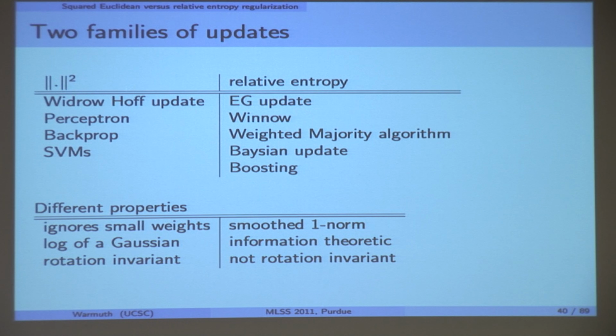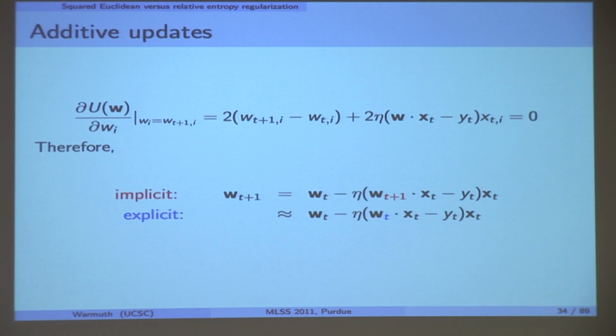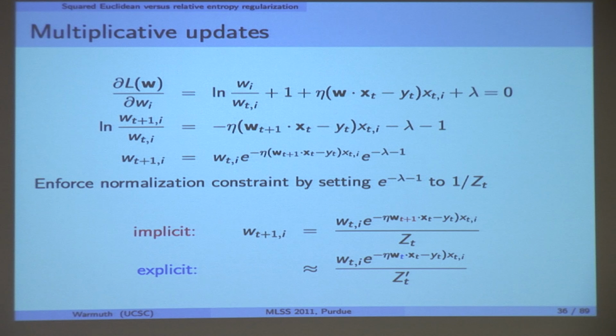So you have two families of updates. You have squared Euclidean distance. What belongs to that family? The Widrow-Hoff update belongs to that family. That linear update that I showed you is the Widrow-Hoff update. It's the first machine learning algorithm, along with the perceptron, that was ever discussed. Sorry, I didn't mention the name. This kind of update is called the LMS rule, least mean squares, or the Widrow-Hoff update.